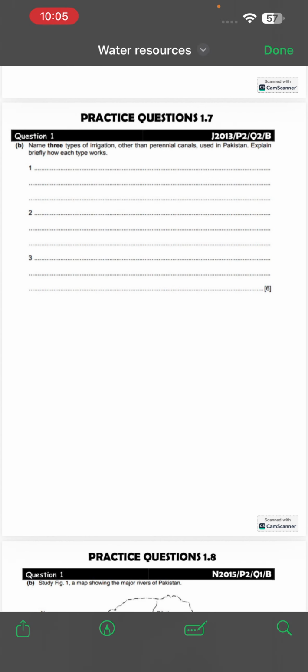Then we have question 1.7. Name 3 types of irrigation other than perennial canals used in Pakistan. Explain briefly how each type works. If I'm saying that you need to write any 3 types of irrigation, the first one is inundation canal, which is coming from the rivers, because once there is rainfall, the river will overflow. So 1 mark for a brief description and the second mark for the detail. I am not going to give details again about the perennial and inundation canals.